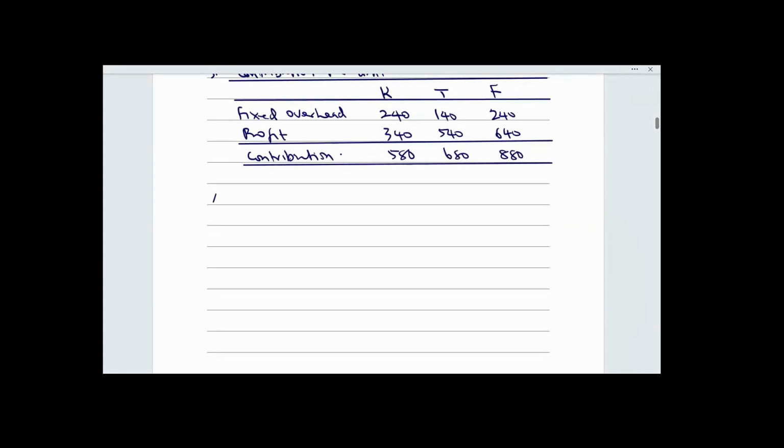Step 4 says we should calculate contribution per key factor. In this case, key factor is material kilogram. So I would then say contribution per material B kilogram. And then ranking, we need to rank our results.